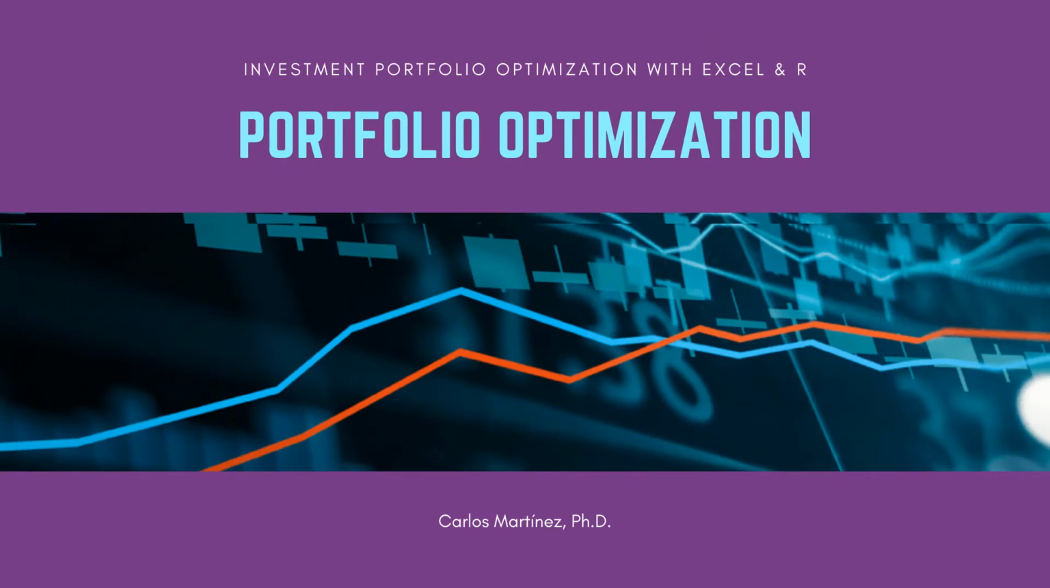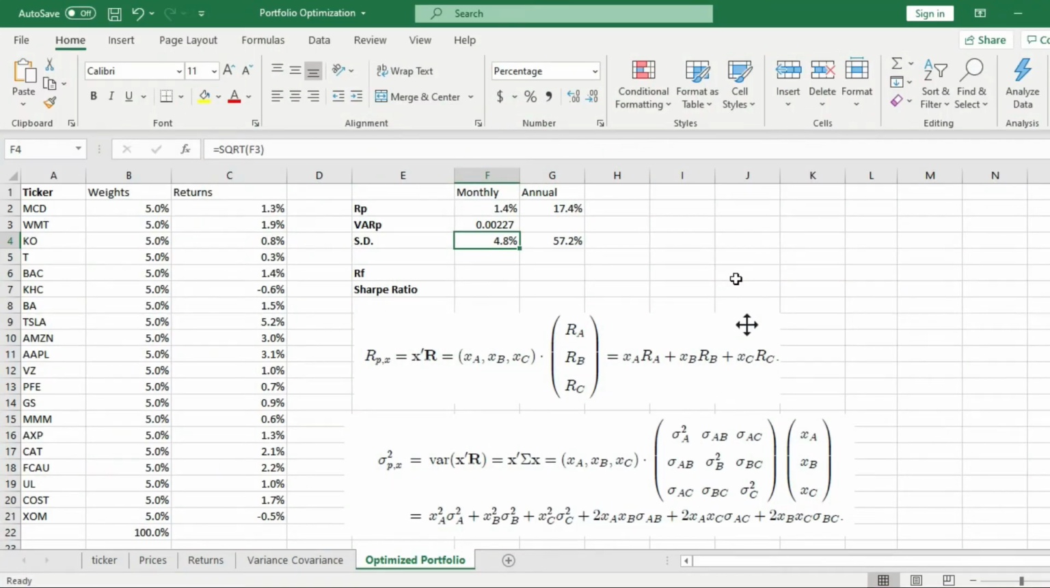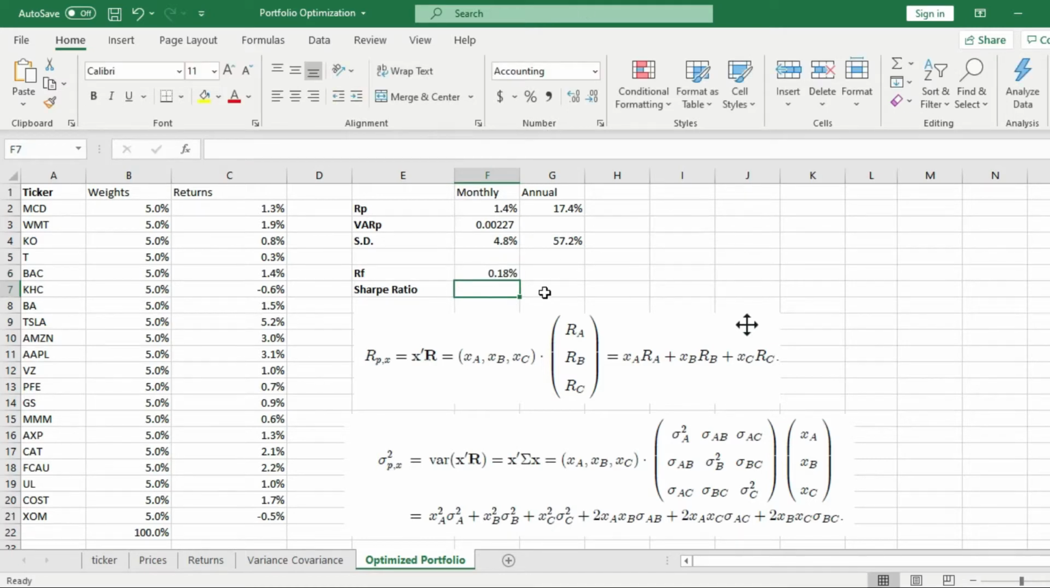Welcome! In this session, we will learn to optimize the portfolio. Well, the first thing that we are going to do is to compute the Sharpe ratio. But before computing the Sharpe ratio, we have to establish the risk-free rate. As we can remember, it is 2.21%, but this is an annual risk-free rate. And we are working with monthly data, so we have to divide it by 12. And we have a monthly risk-free rate of 8.18%. With this risk-free rate, we are ready to compute the Sharpe ratio.